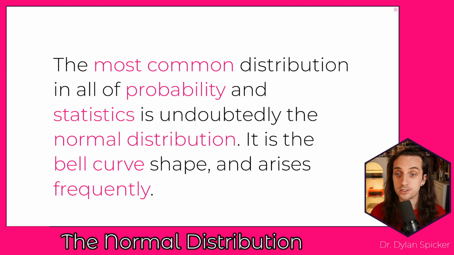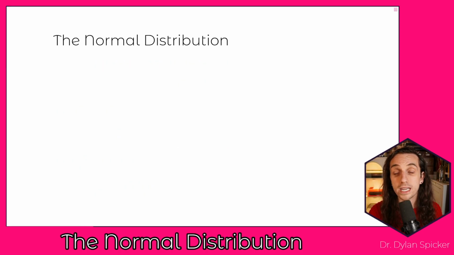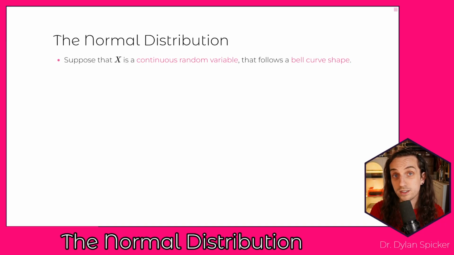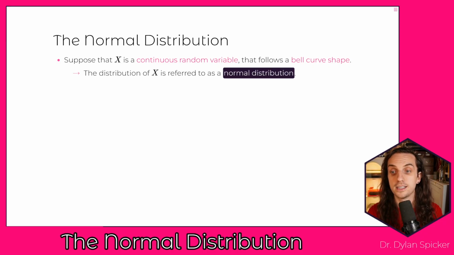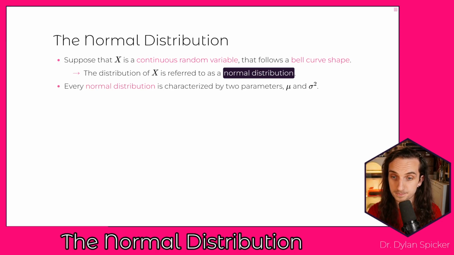So the most common distribution in all of probability and statistics is, without a doubt, the normal distribution. Right? It's the bell curve shape. So if you're thinking of a bell curve, you're thinking of the normal distribution, and it arises very frequently. So what is the normal distribution? Well, we'll take x to be a continuous random variable, and we'll think about x as following a bell curve shape. Then the distribution of x is referred to as the normal distribution.